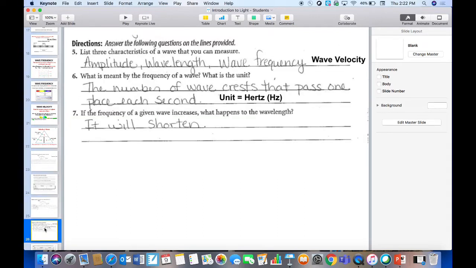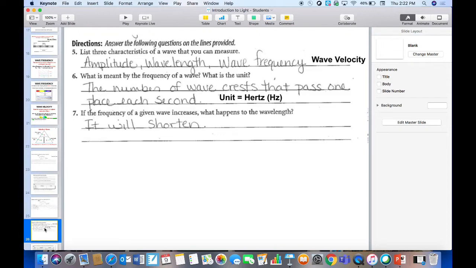If you take a look at that answer key, number 5 is saying list 3 characteristics of a wave you can measure. We can measure amplitude of a light or sound wave. We can measure wavelength of a light or sound wave. We can measure frequency of a light or sound wave. And I also added wave velocity. That is something we can also measure with a wave.